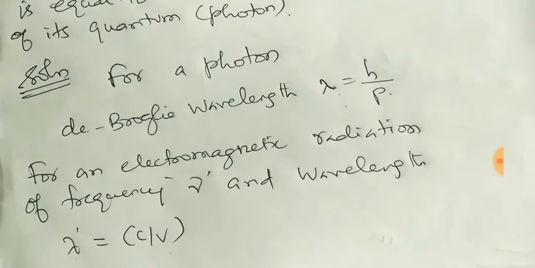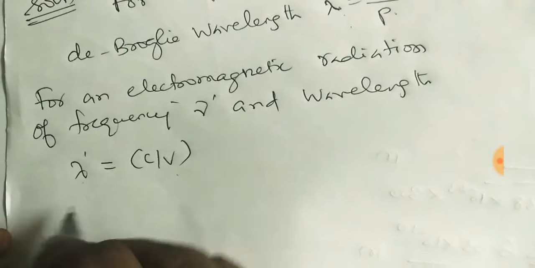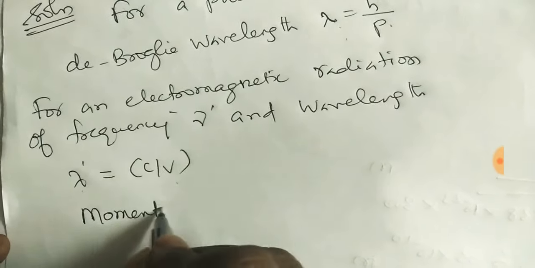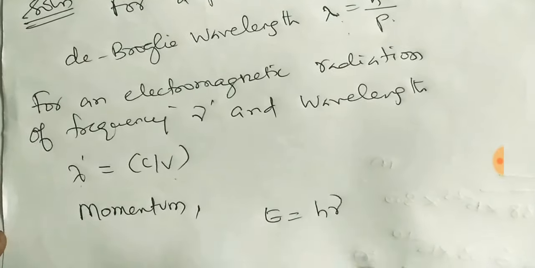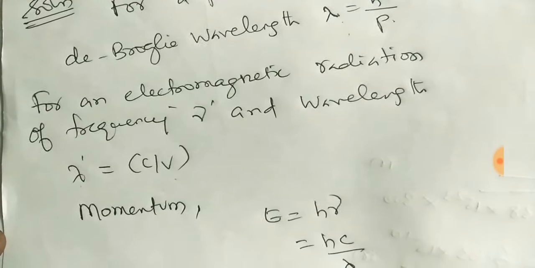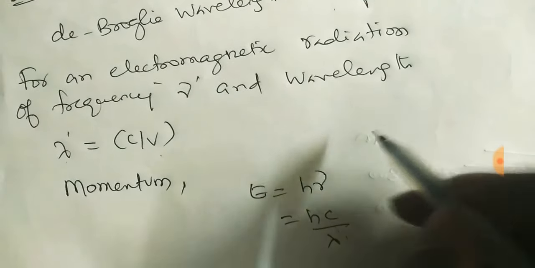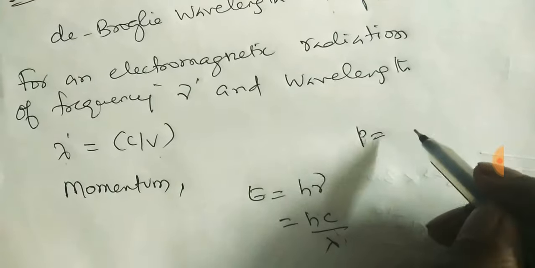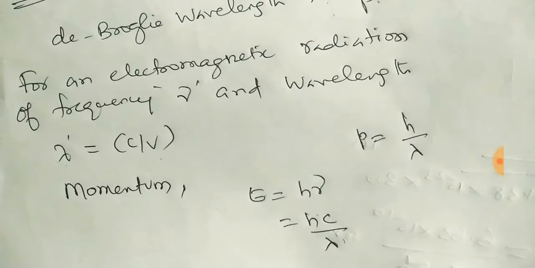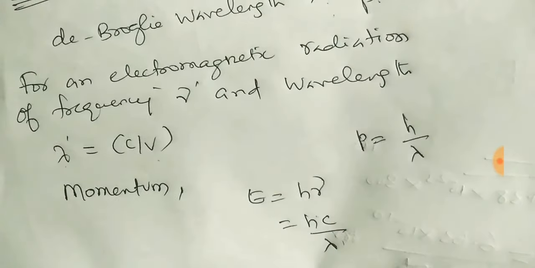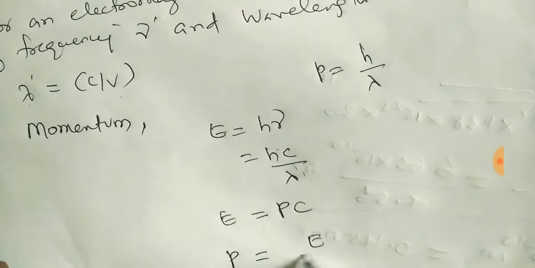For that, I am going to write the momentum in terms of energy. How can we write it? Very simple. We know that E is equal to h nu. What is nu? Nu is nothing but c divided by lambda. We know that p is nothing but h divided by lambda. Then this can be written as E equal to p into c, where p is the momentum. Then p is nothing but E divided by c.